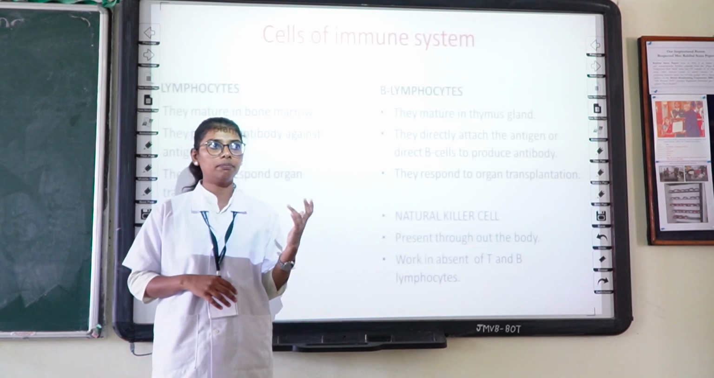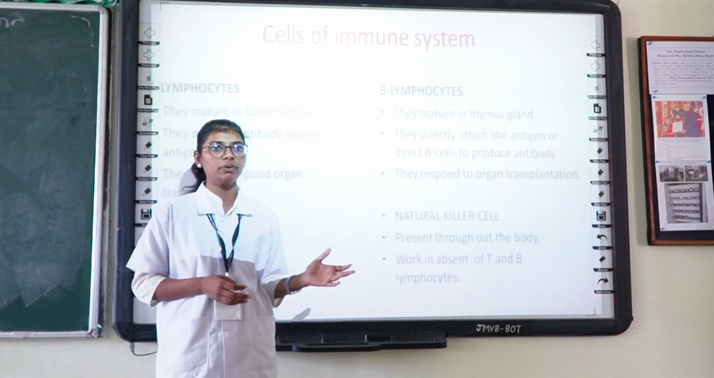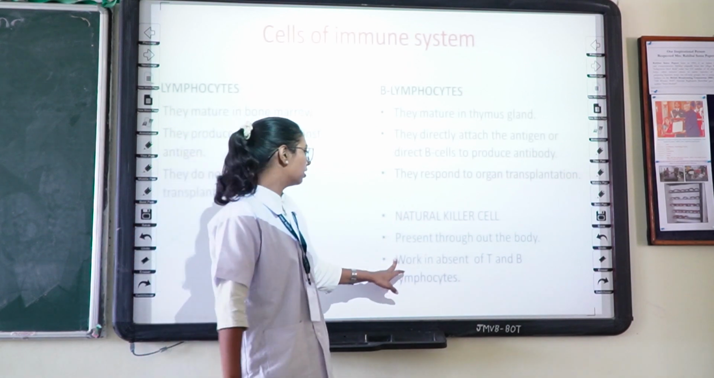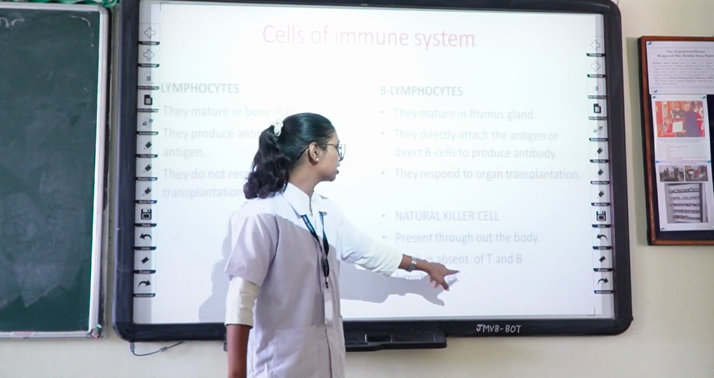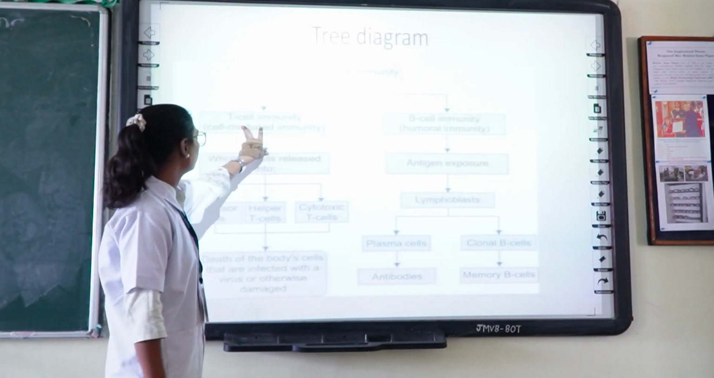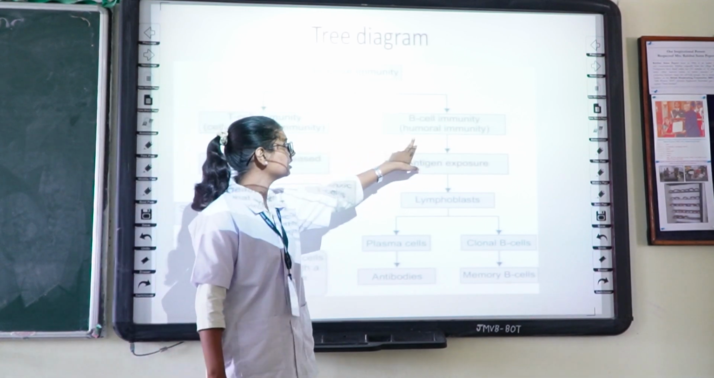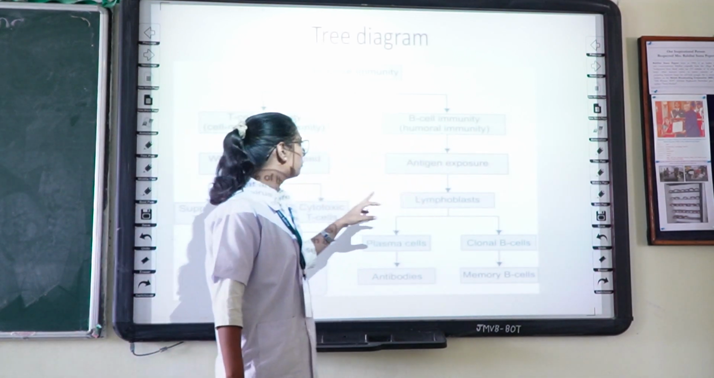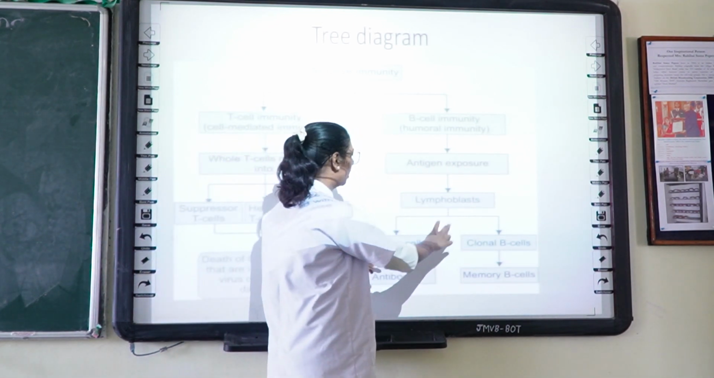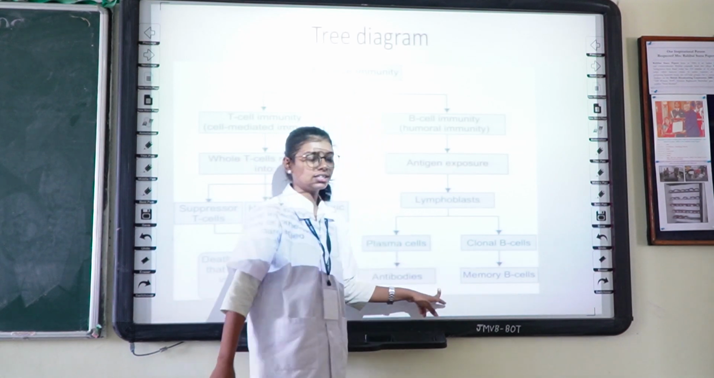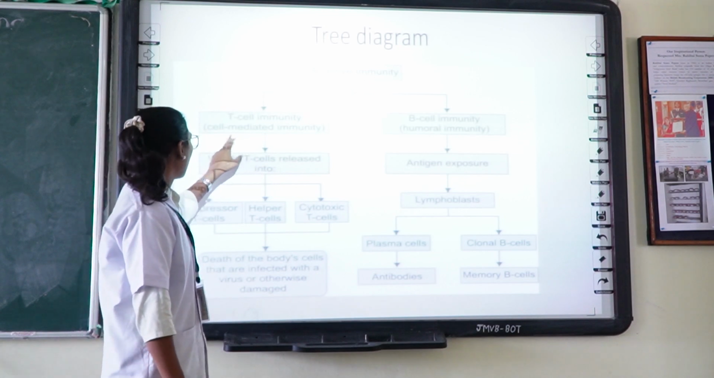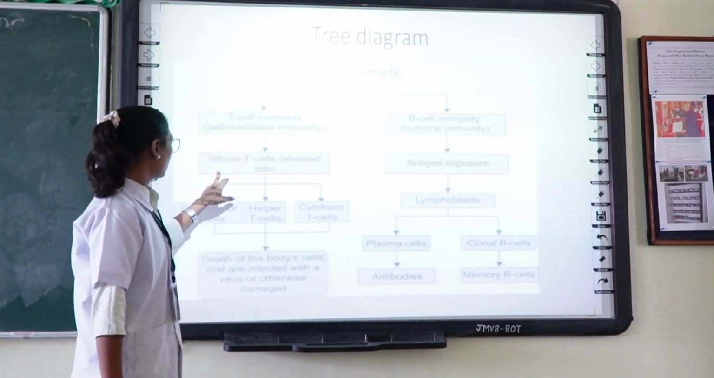Then, if the other cells, such as WBC, are not activated, natural killer cells activate and work there. They are present throughout the body and work in the absence of T cells. Diagram of adaptive immunity: there are T cells and B cells. B cells, also known as humoral immunity, are exposed to the antigen and divide into lymphoblasts. It helps to form memory cells and antibodies, whereas T cell immunity is cell mediated.